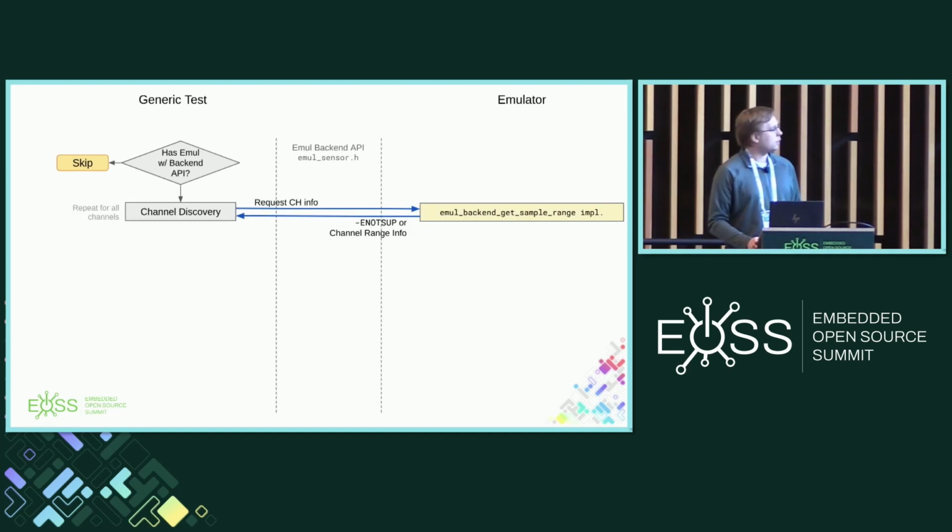But if so, we can start that channel discovery routine where we iterate through all the different channel types that Zephyr supports. If we don't get an error code back from this function, we will store that channel information, the ranges, in a table inside the test. And from there, we can go ahead and interpolate some test values.